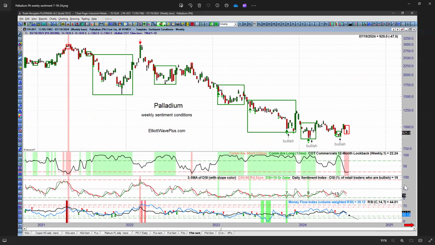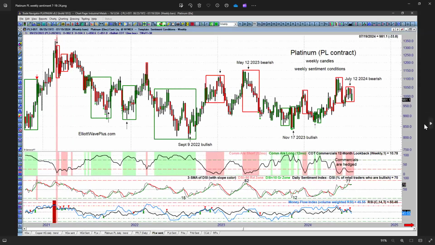Palladium. You notice on this one, commercials have been liking palladium for a while, but it just kept going down. Retail hates it. And so this chart hasn't really been working, but we still keep it so that the subscribers can decide which of these charts are working well, which are not, which are working normally and which aren't. So on platinum right now, we have a bearish condition.